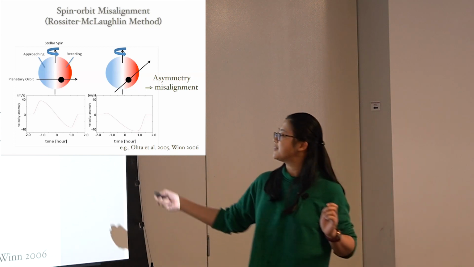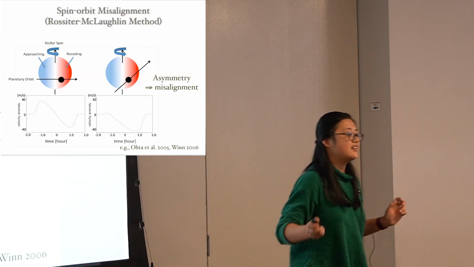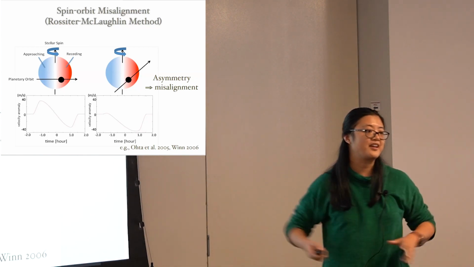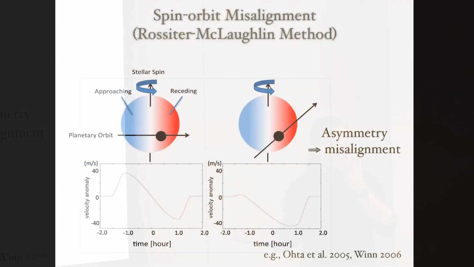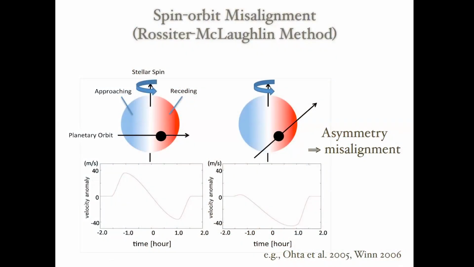So through this systematic asymmetry in the Doppler shift of the whole star, we can tell about the spin misalignment. This is the technique. So what's the result of the exoplanet spin misalignment?